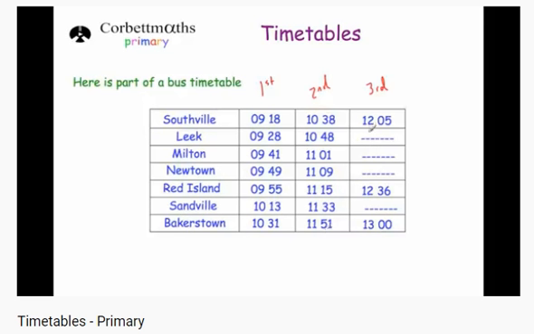And the last bus, it's got these dashes in. That means it doesn't stop at these locations. It doesn't stop at Leek, Milton, Newtown or Sandville. So it goes straight from Southville to Red Island and then from Red Island to Bakerstown. Maybe it's what we call an express bus. Maybe it goes on the motorway rather than going through some smaller towns or villages. Okay, so this is a typical timetable, and let's answer some questions on it now.